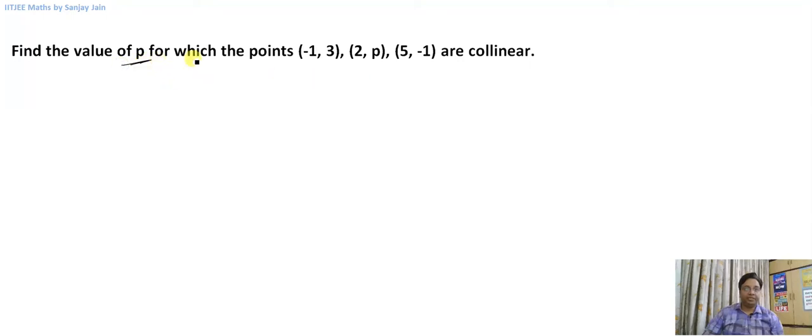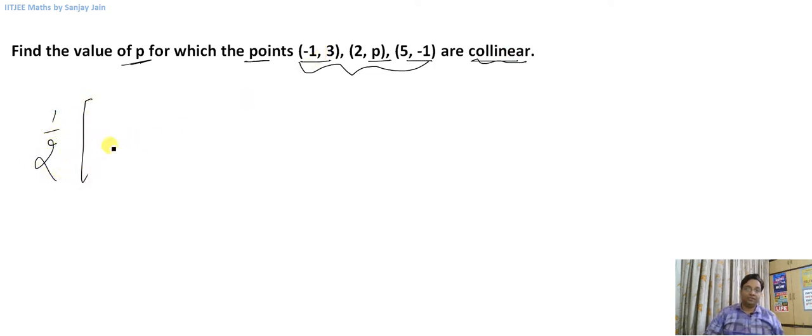Find the value of P for which the points are collinear. So what I'll do here is put the expression for area of triangle equal to 0, because these points are collinear, so they will not form a triangle. Or in other words, the area of the triangle formed by these vertices is equal to 0. So what was the expression for area of triangle?